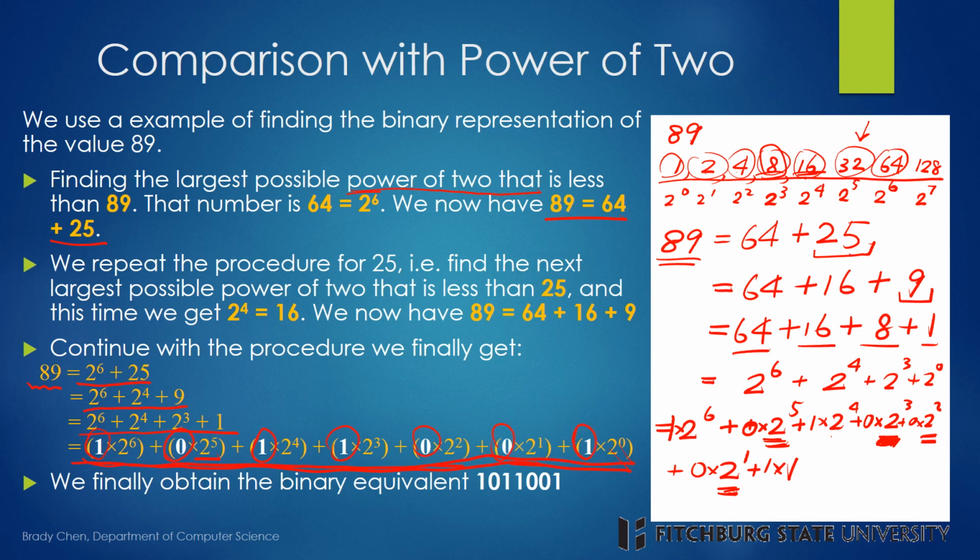So we finally obtain the binary equivalent of 89 as this. It's 1, 0, 1, 0, 1, 1, 0, 0, 1. So it's 1, 0, 1, 1, 0, 0, 1. So that's the binary representation of 89. This is called comparison with powers of 2.